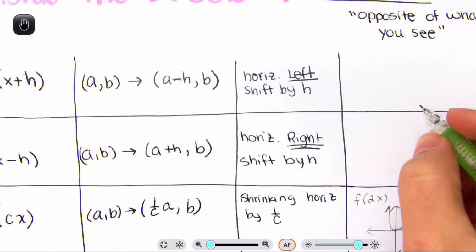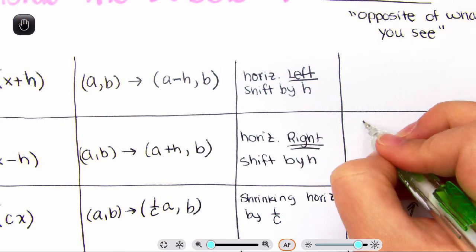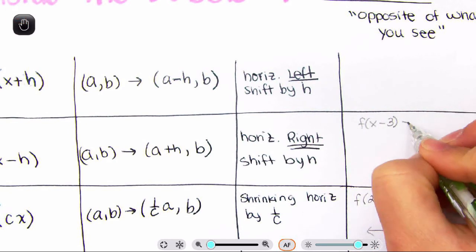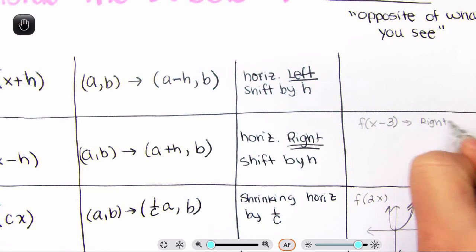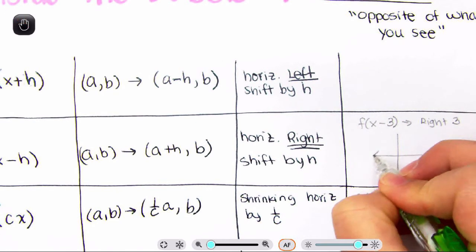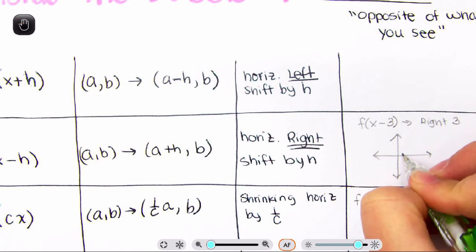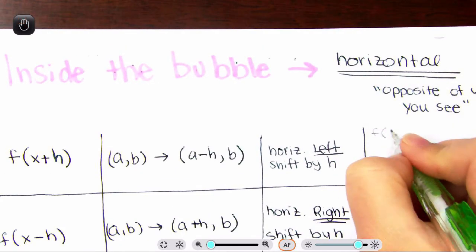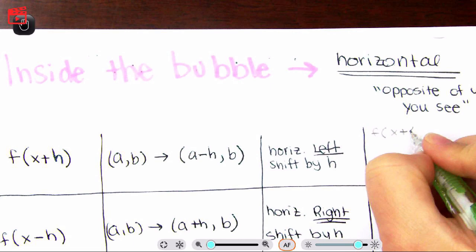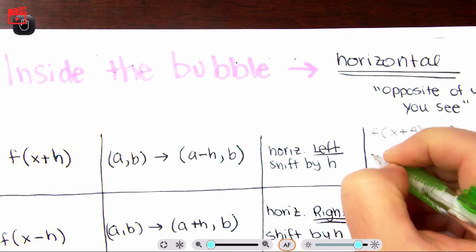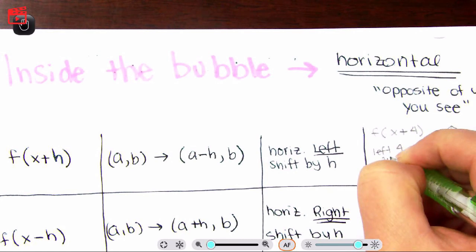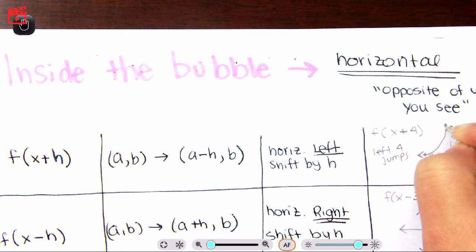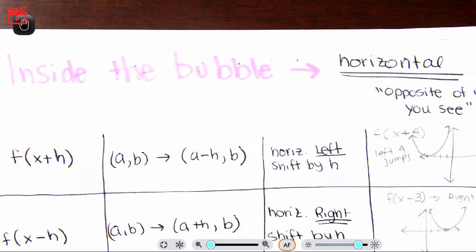Horizontal to the right, these ones tend to be your favorite. So if I do f of x minus 3, that means I'm going to the right 3 jumps. So here's 1, 2, 3. And if I do f of x plus 4, then I'm going to the left 4 jumps. 1, 2, 3, 4. Here's 4. Here's my parent function.